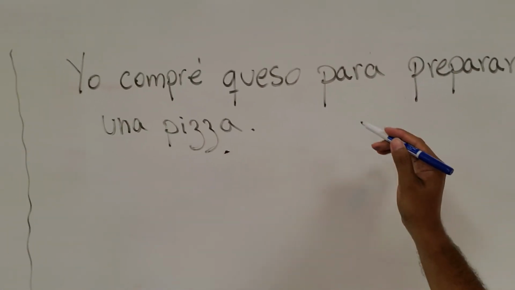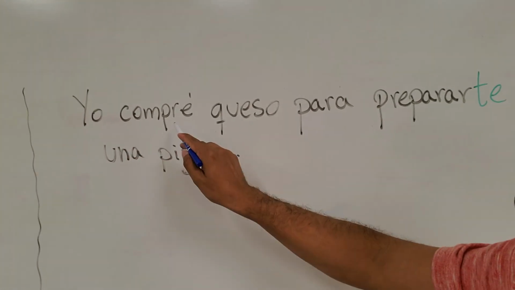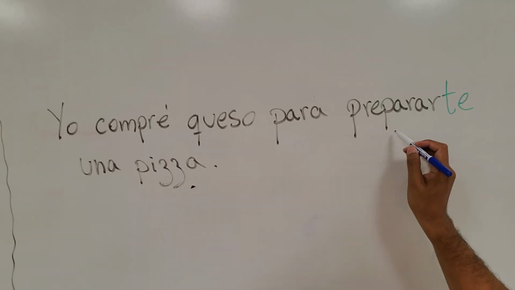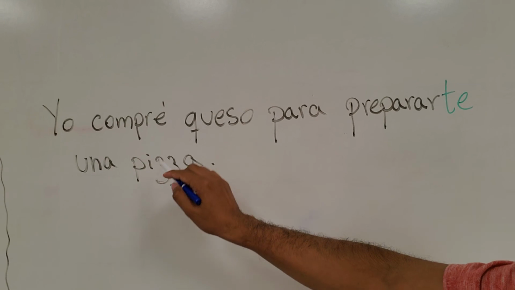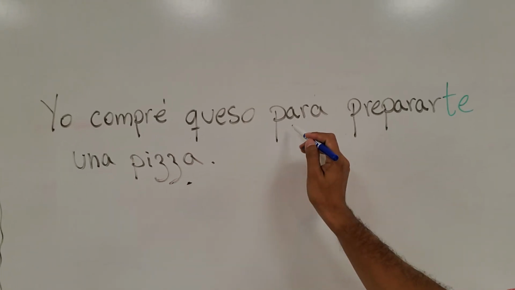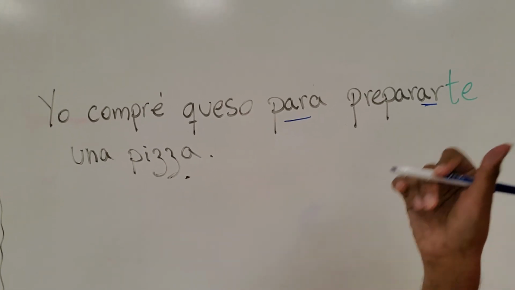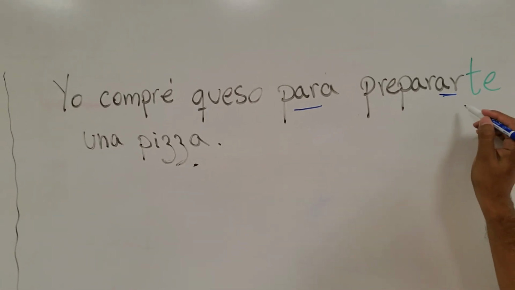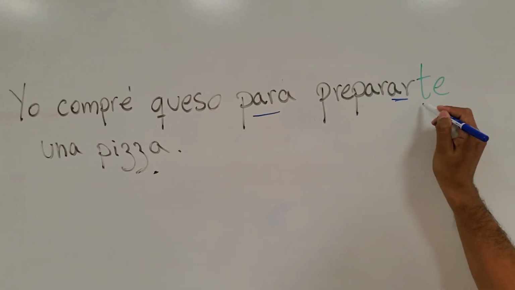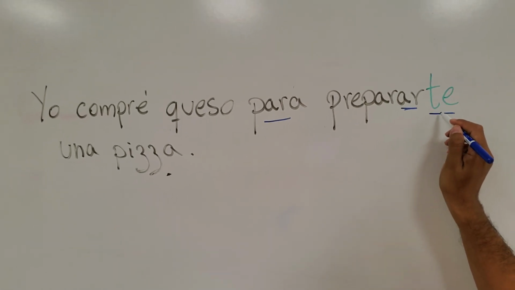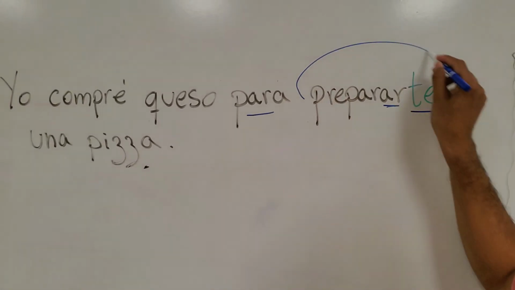And look at what's going to happen here. Yo compré queso para prepararte una pizza. Here I have the verb in infinitive, preparar. Therefore, I need the pronoun te right here, attached to the word in one word.